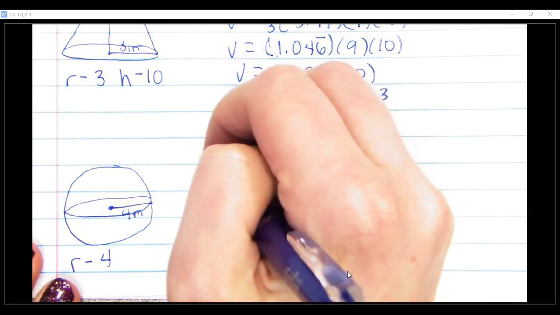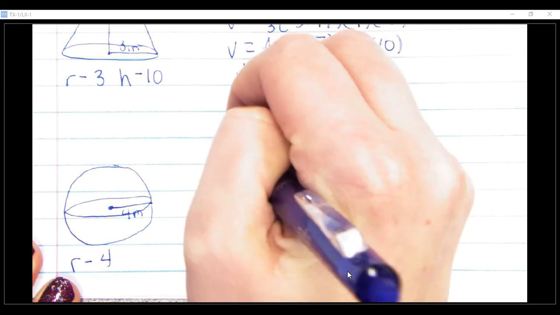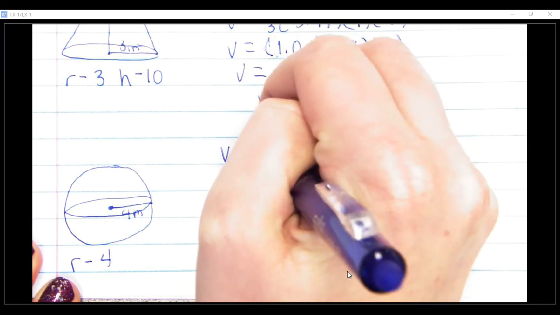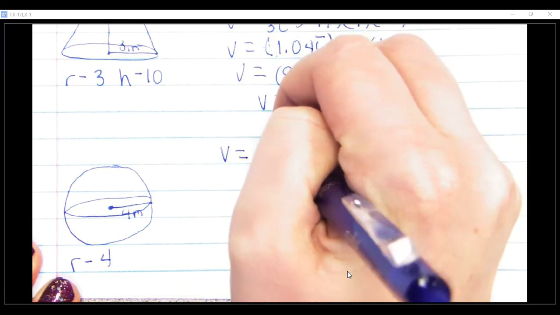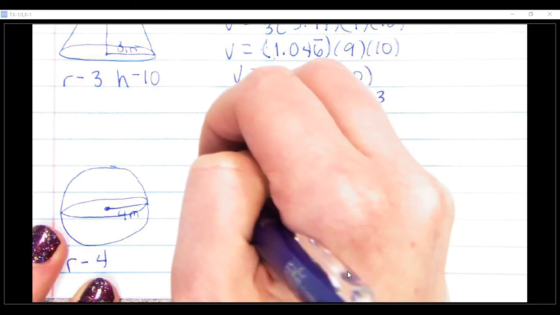The equation I'm plugging it into is going to be volume is equal to 4/3 pi r cubed. So that's a little different than what we have in the previous examples. The last one, r was squared. This example, r is cubed. So make sure we're memorizing these equations. But then it's the same steps as before. We're plugging in what we know and solving using order of operations.